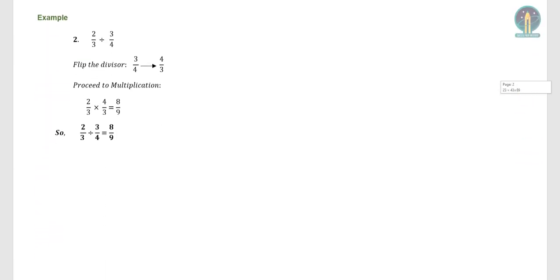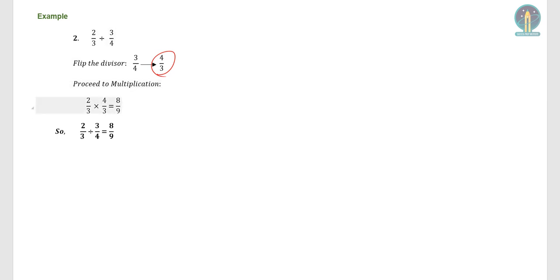Another example. 2/3 divided by 3/4. Flip the divisor, 3/4, so you get 4/3. And then proceed to multiplication. So 2/3 divided by 3/4 is the same as 2/3 times 4/3. And then you just do the multiplication. 2 times 4 is 8. 3 times 3 is 9. So the answer is 8/9. And 8/9 cannot be simplified further.